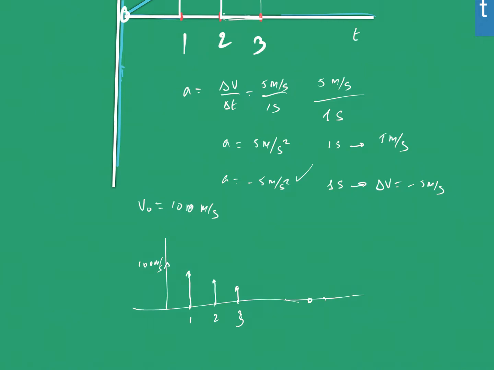And after it arrives at 0, the velocity will be minus 5, minus 10, minus 15. The velocity will decrease and decrease. How will it decrease? By 5 meters per second every second. So the graph of something that is decreasing at a constant rate, you know what the graph is, is a rectilinear line.